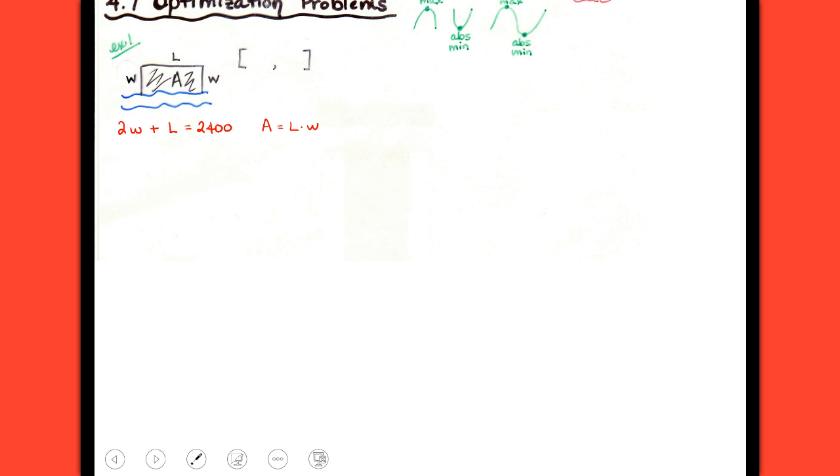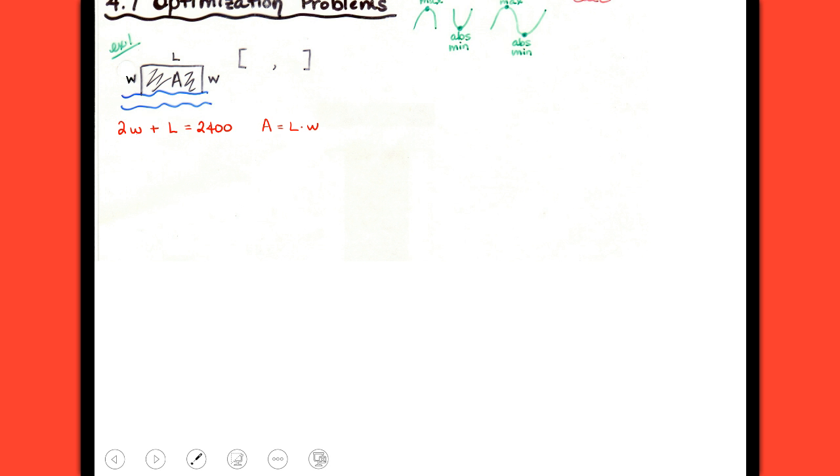of fencing. Now it's just like having a system of two equations with two unknowns, right? If you're trying to solve, you can solve one of the equations for one of the unknowns and substitute it into the other equation. That's all we're doing. It's just right back to Algebra 1, basically.